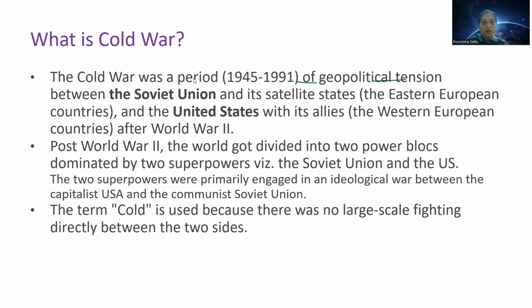What is the Cold War? The Cold War period was from 1945 till 1991. It was a period of geopolitical tension between the Soviet Union and its satellite states. What are the satellite states? They are the Eastern European countries. And the US, along with its allies. What are the allies? They are the Western European countries after World War II.